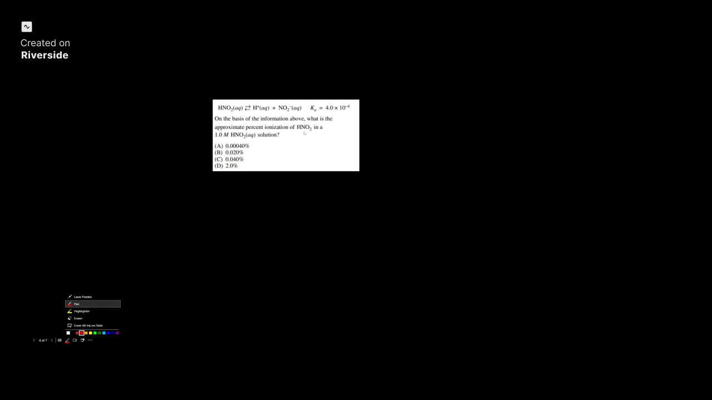So let's actually solve it. Since Ka is higher than a power of 3, we can use the assumption rule. So we can do 4.0 times 10 to the negative fourth equals x and x over 1 molar, which I will simplify to x squared. So you can just do 4.0 times 10 to the negative fourth times 1 squared. Okay, so square root that.